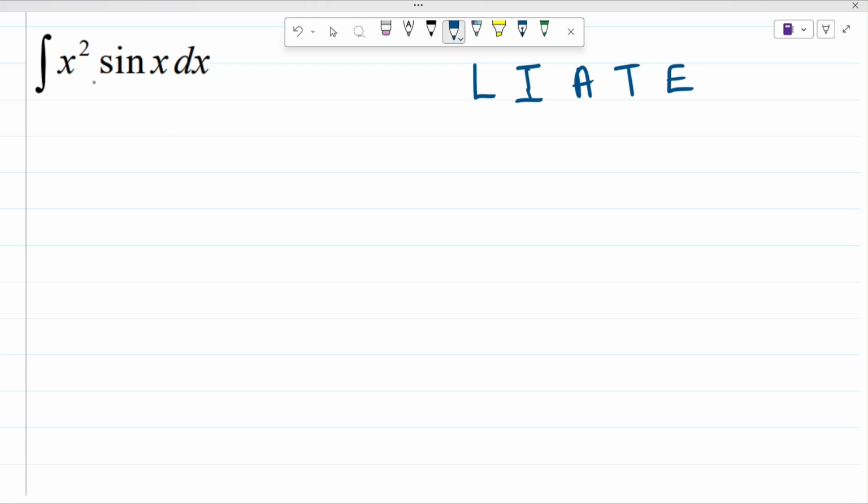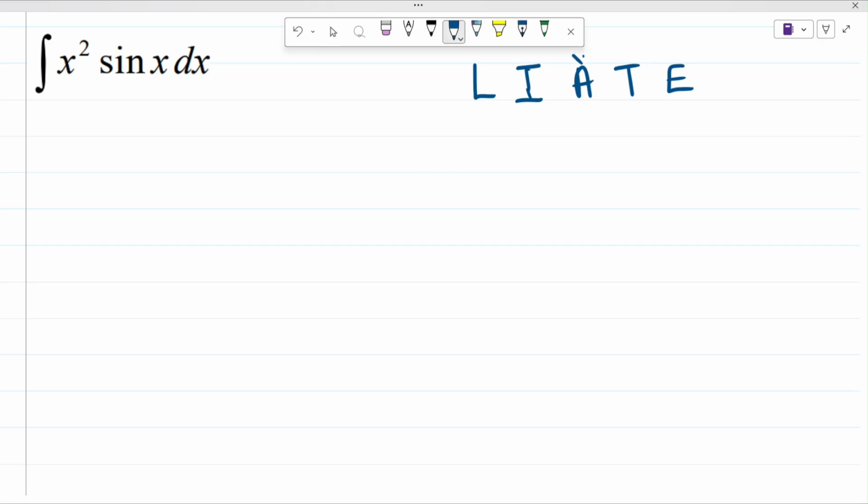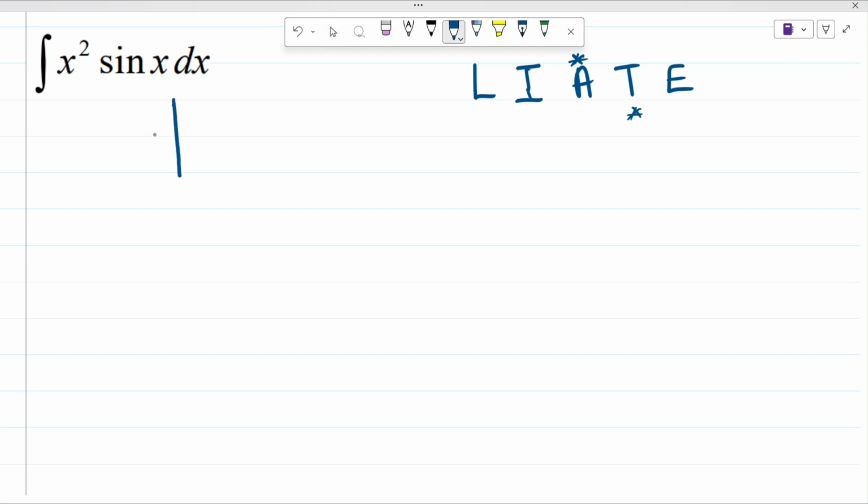We identify the two functions that we're dealing with. We find that we're dealing with an algebraic function and a trigonometric function. So that means we're dealing with this guy and this guy. According to the LIATE order, the function that comes first, we differentiate it, and the function that comes last, we integrate it. Now that we've got our two functions, we know that we're differentiating x squared, and then we're integrating sine of x.